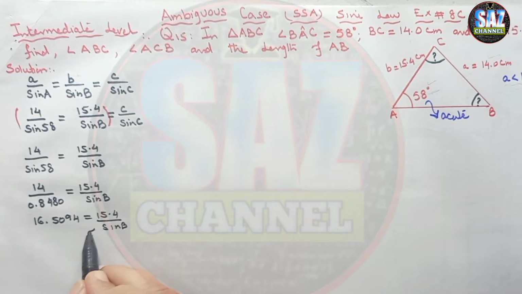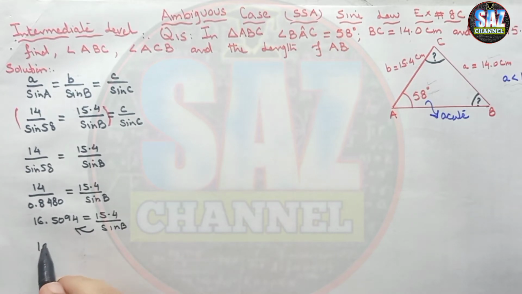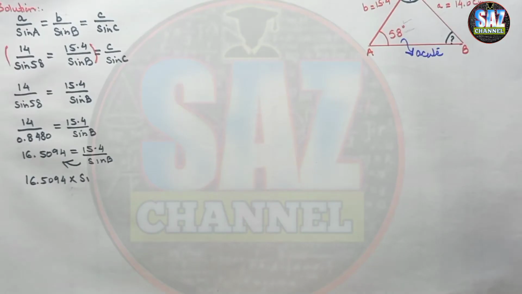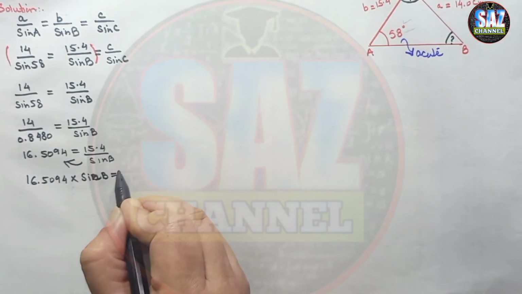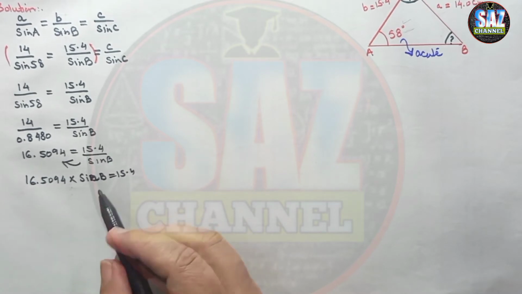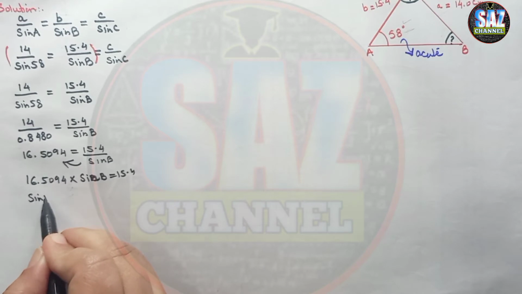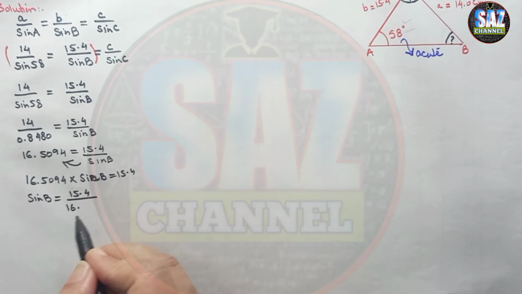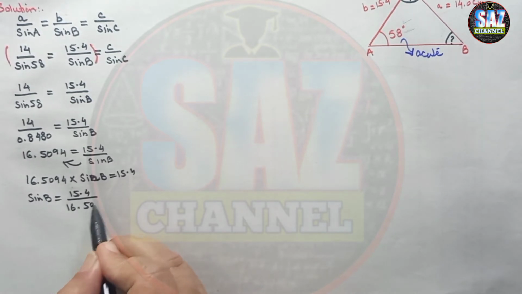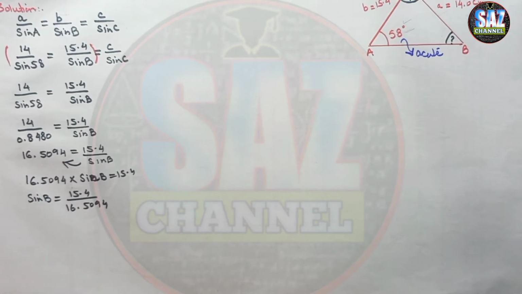Again go for cross multiplication, that is 16.5094 multiplied by sine B equals 15.4, and then sine B will be equal to 15.4 upon 16.5094. Okay, divide 15.4 by 16.5094, and the answer comes.